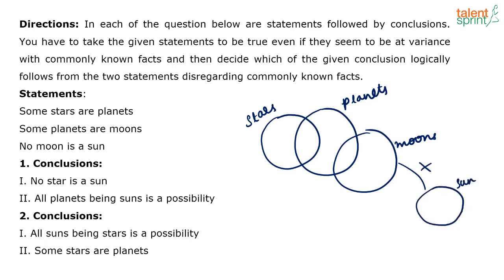Now first conclusion. No star is a sun. Where is star? Star is here, sun is here. Now no star is a sun is not a definite conclusion, correct? It can be or cannot be true. I cannot say for sure that no star is a sun. So I can very clearly say that this conclusion does not follow. Now let us look at the second conclusion.